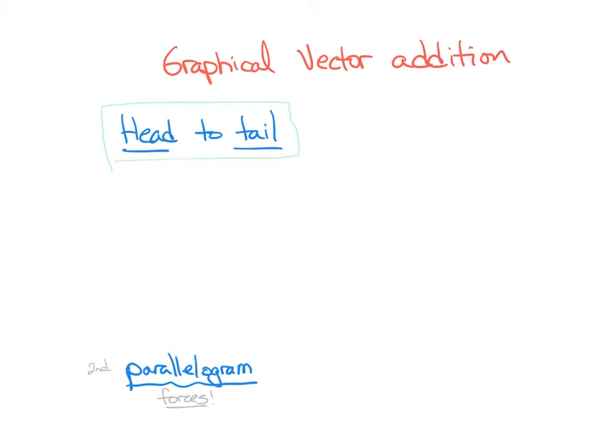Vector addition. Well, vector addition is kind of complicated because of the directions. So the easiest way to do this is to draw your vectors.